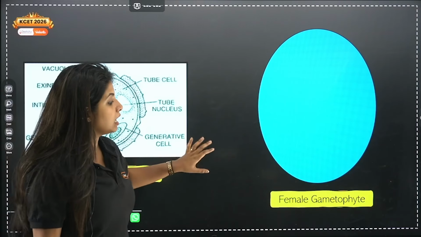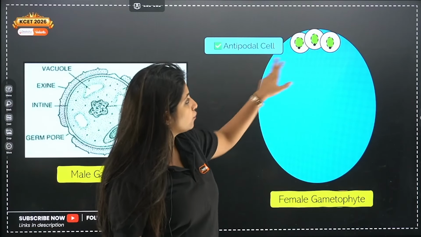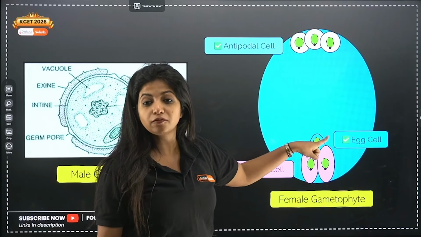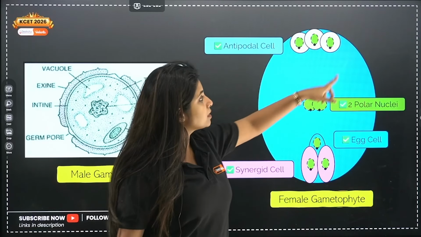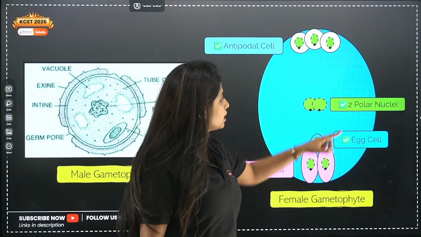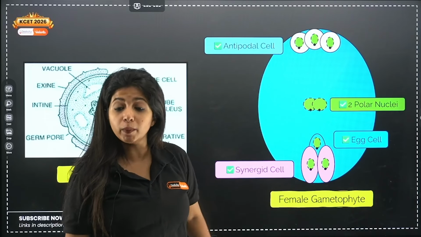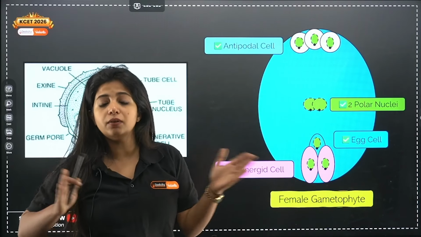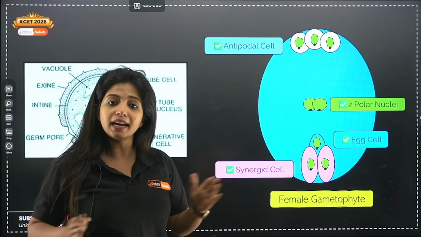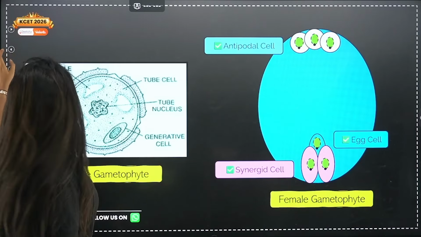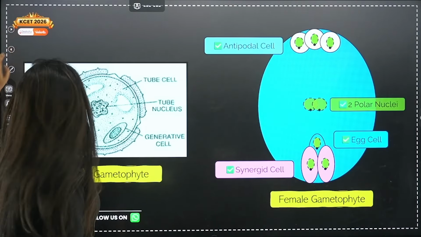So 2 or 3. If you talk about the female gametophyte, over here you have 3 antipodal cells, you have 2 synergid cells, 1 egg cell, 3 of them together form the egg apparatus. And then you have 1 big cell which is known as the central cell. The central cell has 2 polar nuclei. So 1, 2, 3, 4, 5, 6 and 7 cells are there, but how many nuclei? 1 extra nucleus is there. So you call it a 7-celled, 8-nucleate condition. Always remember that.